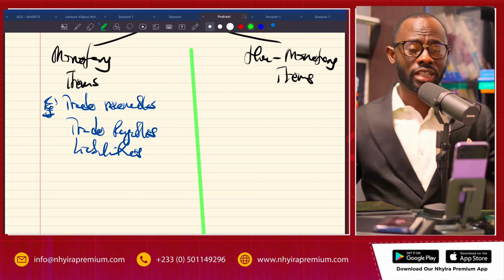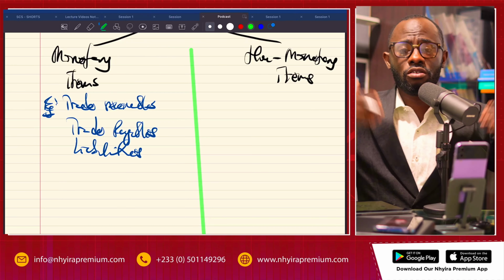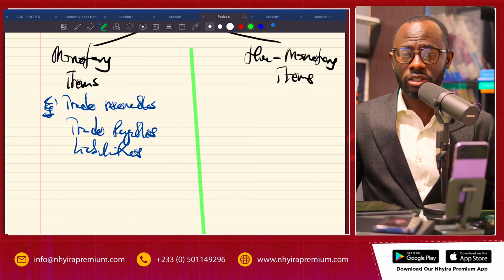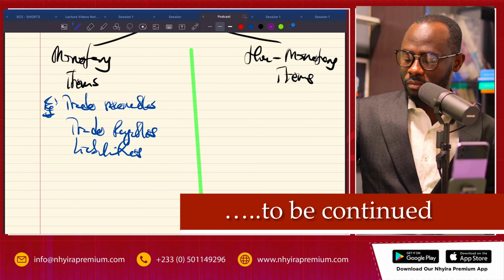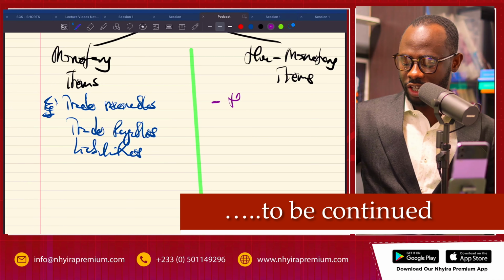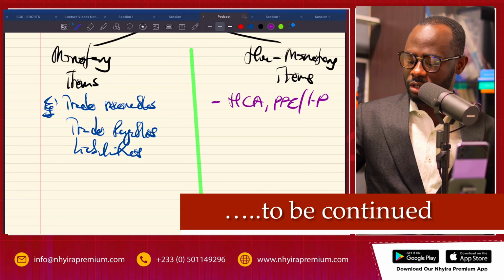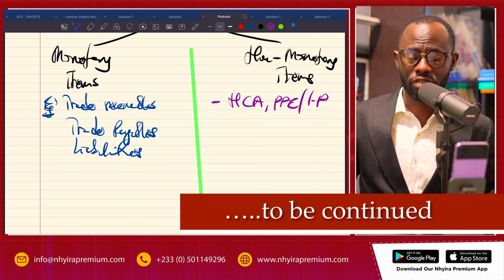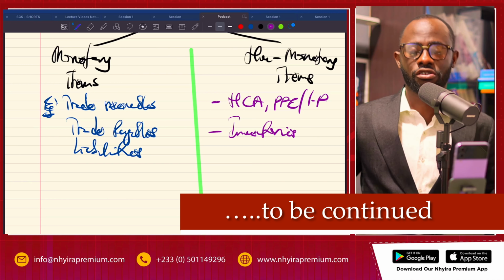On the flip side, non-monetary items are items that we cannot receive or pay in a determinable future amount. What does that mean? It means that various non-current assets will be classified here: our property, plant, and equipment, our investment property. All these things may be referred to as non-monetary items. Inventories may also be regarded as non-monetary items.